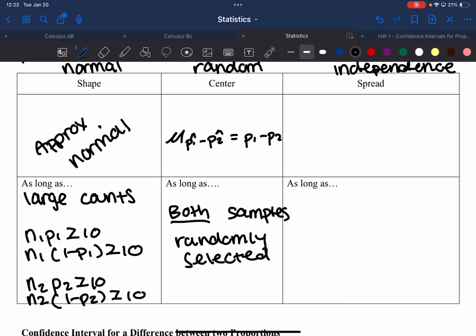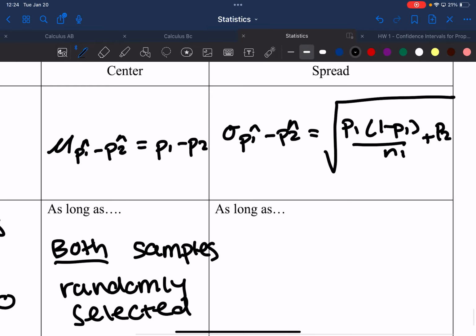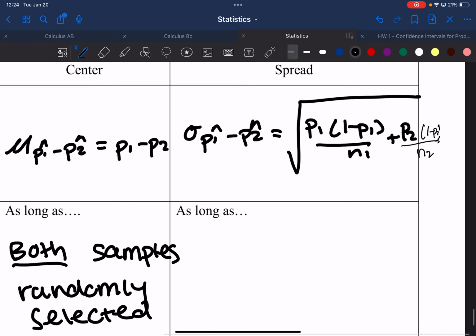And then last for independence, that is determining standard deviation. So sigma of P1 hat minus P2 hat is equal to the square root of P1 times 1 minus P1 over N1 plus P2 times 1 minus P2 over N2.